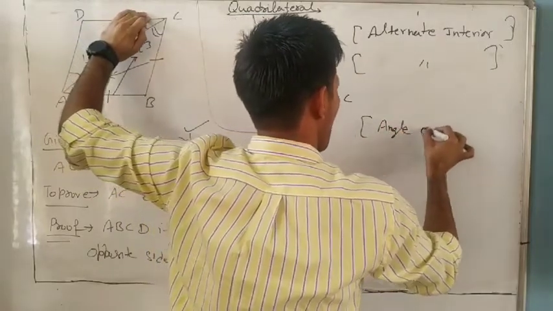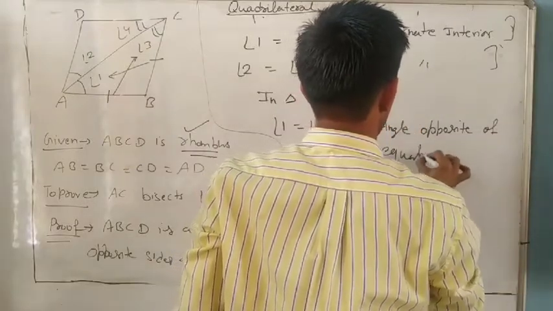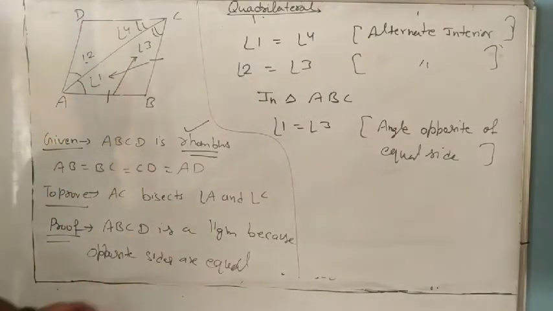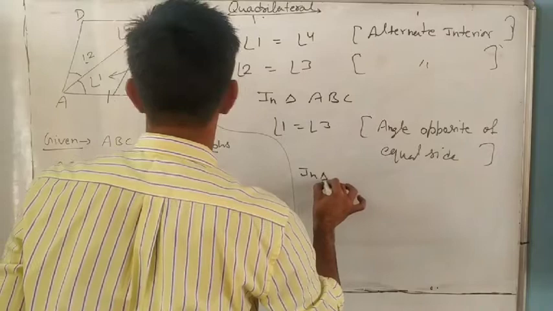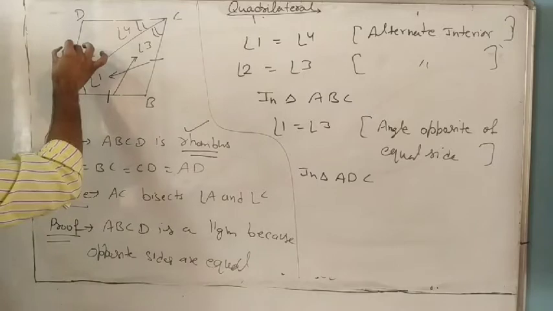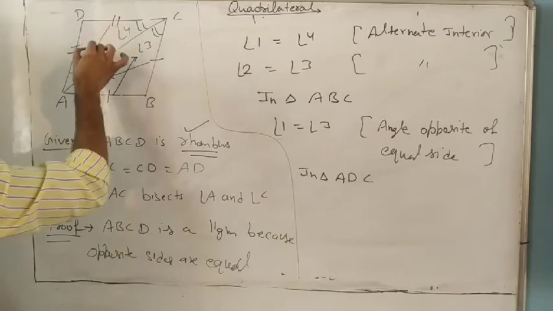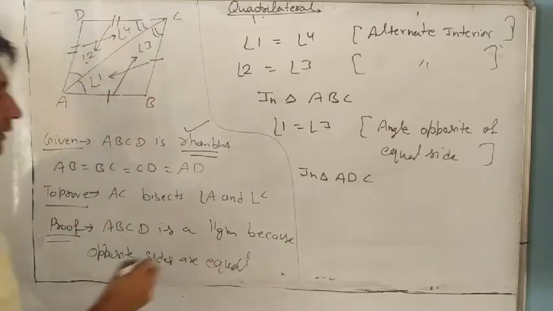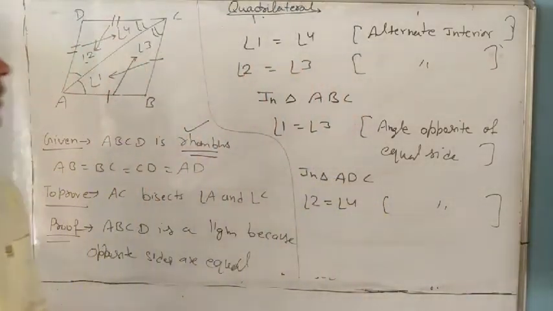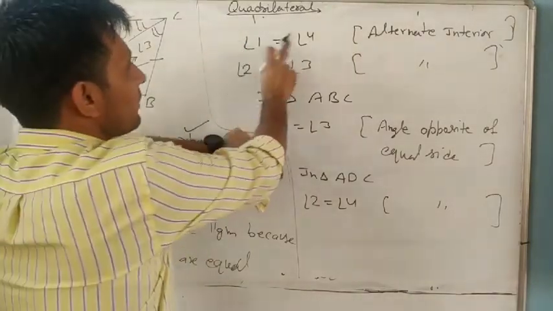Angle opposite to an equal side. Everyone knows that the angles opposite to equal sides are always equal. Same as it is in triangle ADC. In ADC, we know AD equals DC because it is a rhombus. So the angles opposite to them are also equal: angle 2 equals angle 4, same reason, angles opposite to equal sides. Angle 1 equals 3, and angle 1 equals 4 also.